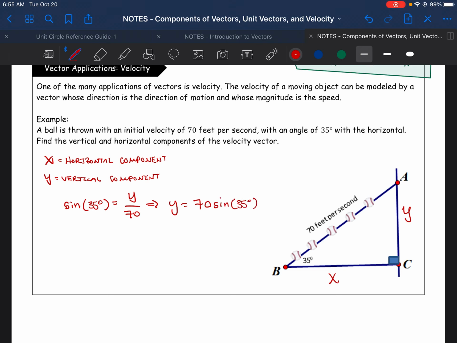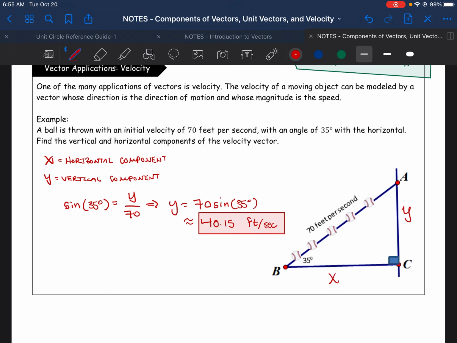And then I can go ahead and plug this into a calculator. Now just keep in mind, this problem is working in degrees. Make sure that your calculator is set to degrees, and this will give us that y is approximately 40.15 feet per second. And that is the vertical component, because we just solved for y.